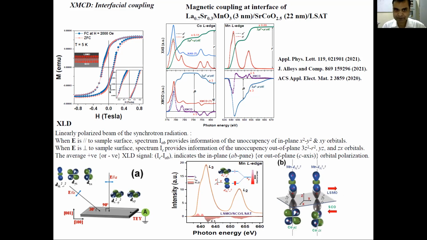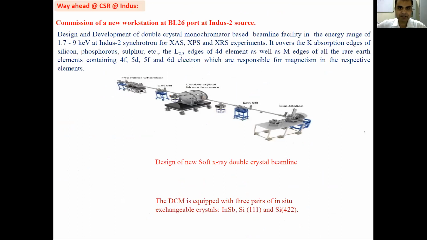So this kind of experiment one can do. There is another upgradation that is coming up at the new beamline BL26, where the incident photon energy is varied from 1.7 to 9 kilo electron volt, and this particular beamline will comprise different experimental stations consisting of X-ray absorption spectroscopy, X-ray photoelectron spectroscopy, and then X-ray scattering kind of experiment. So that will allow us to probe many more elements, which is not possible at present at the available beamlines.